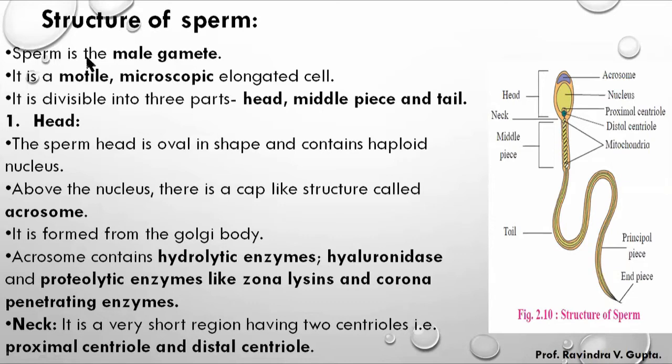So sperm is a male gamete. It is formed inside the male reproductive system. It is motile and microscopic. Motile means the sperm has its own movement with the help of the tail and energy provided by mitochondria. So they are motile, moving inside the vagina, from the vagina to the ampulla of the fallopian tube.